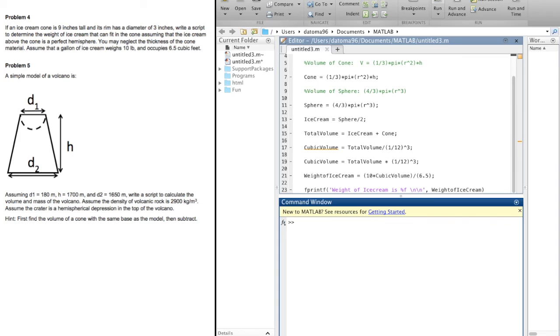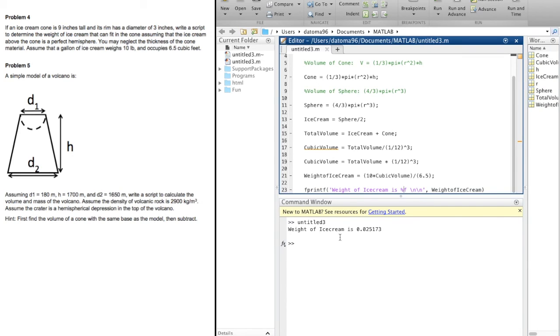I'm going to run the program, see if it works. And boom, we got the weight of the ice cream. Pretty cool. All right, so that's the second one. And I think we'll wrap up this video here. I think I did a problem similar to this in another video a while back.